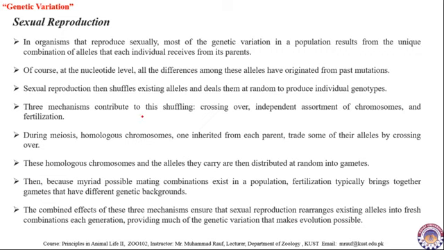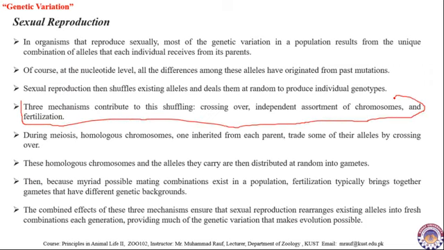So sexual reproduction also has a predominant role in genetic variation, and those are the three mechanisms in sexual reproduction that are responsible for genetic variation. If you remember the first midterm.